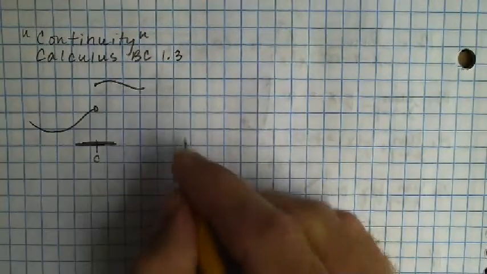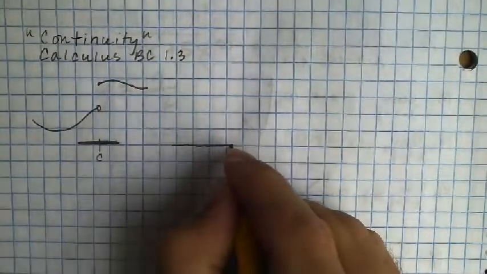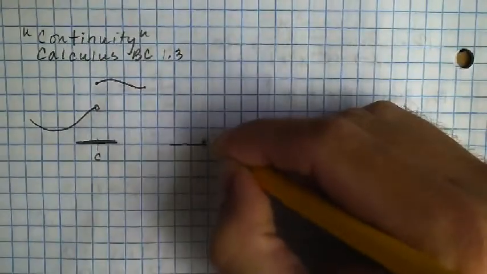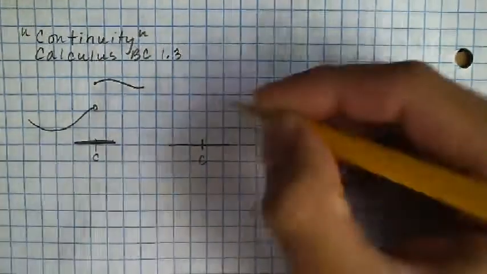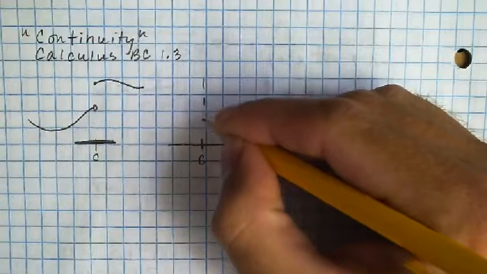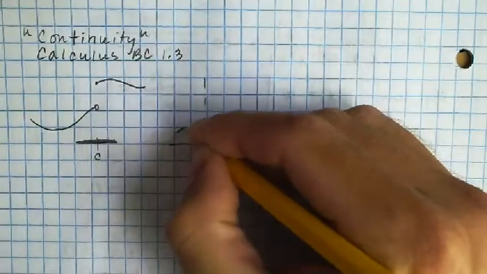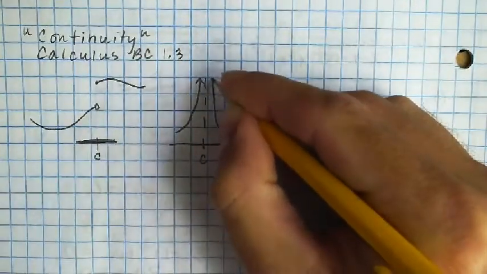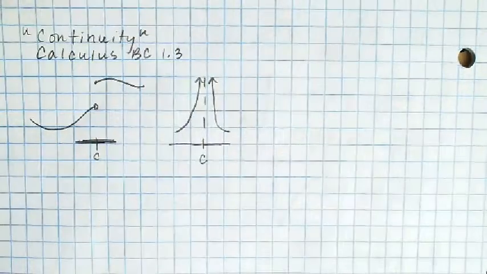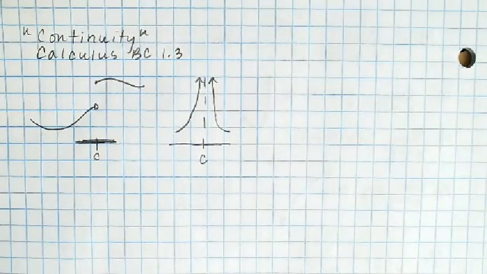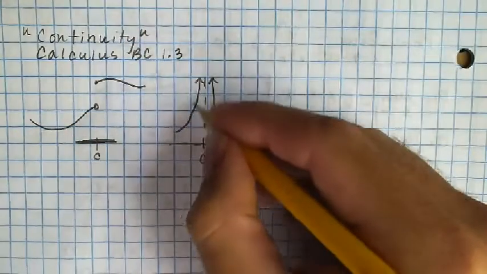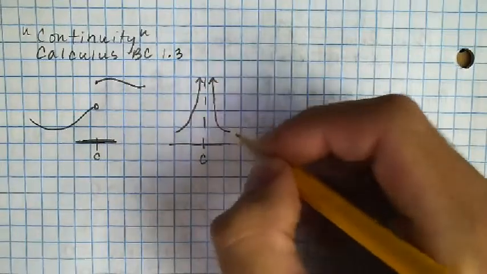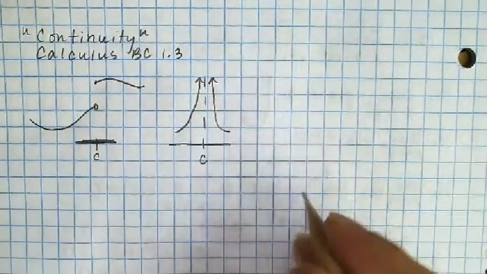Also, if we had a vertical asymptote or something, that's a situation that would also be discontinuous, right? Say maybe we had 1 over (x minus c) squared. I always like that one because both of the arms go up. This is discontinuous because I have to draw one piece and then I have to draw the second piece. It's two different pieces.